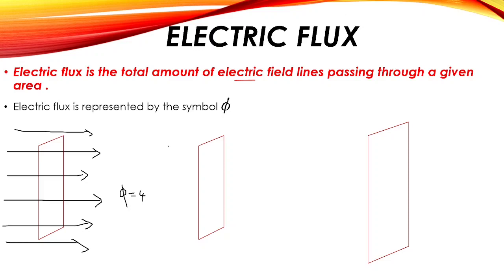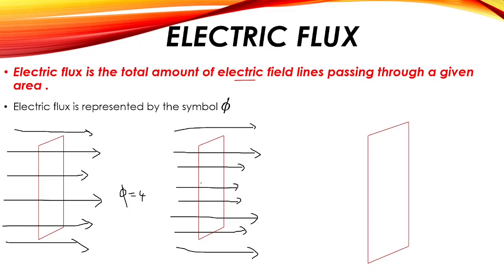Where there are electric field lines close to each other, that means the intensity of electric field is more. So in the next figure we are going to draw electric field lines more close to each other. That means we are increasing the electric field. In this figure, how many electric field lines are passing through this area? It is 1, 2, 3, 4, 5, 6. So electric flux is equal to 6.